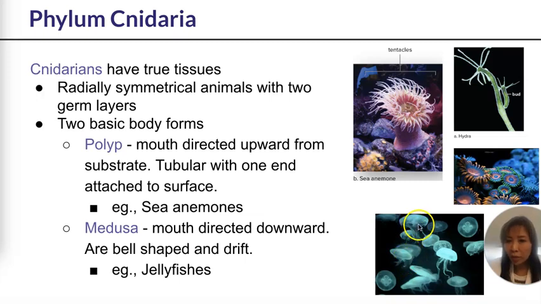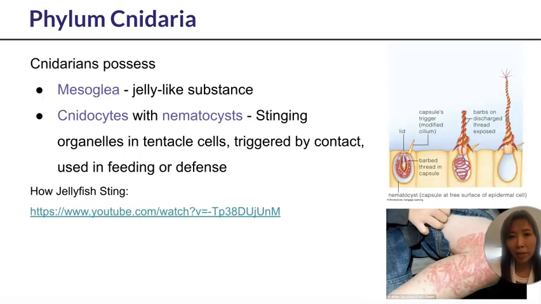And so with this one, the mouth is actually directed downward. And this is what we typically see in the ones that we recognize as jellyfish, right? So the mouth is actually downward, and they tend to be bell-shaped, and rather than being attached to a surface, they tend to just drift. There are other characteristics that we tend to associate with Cnidaria.